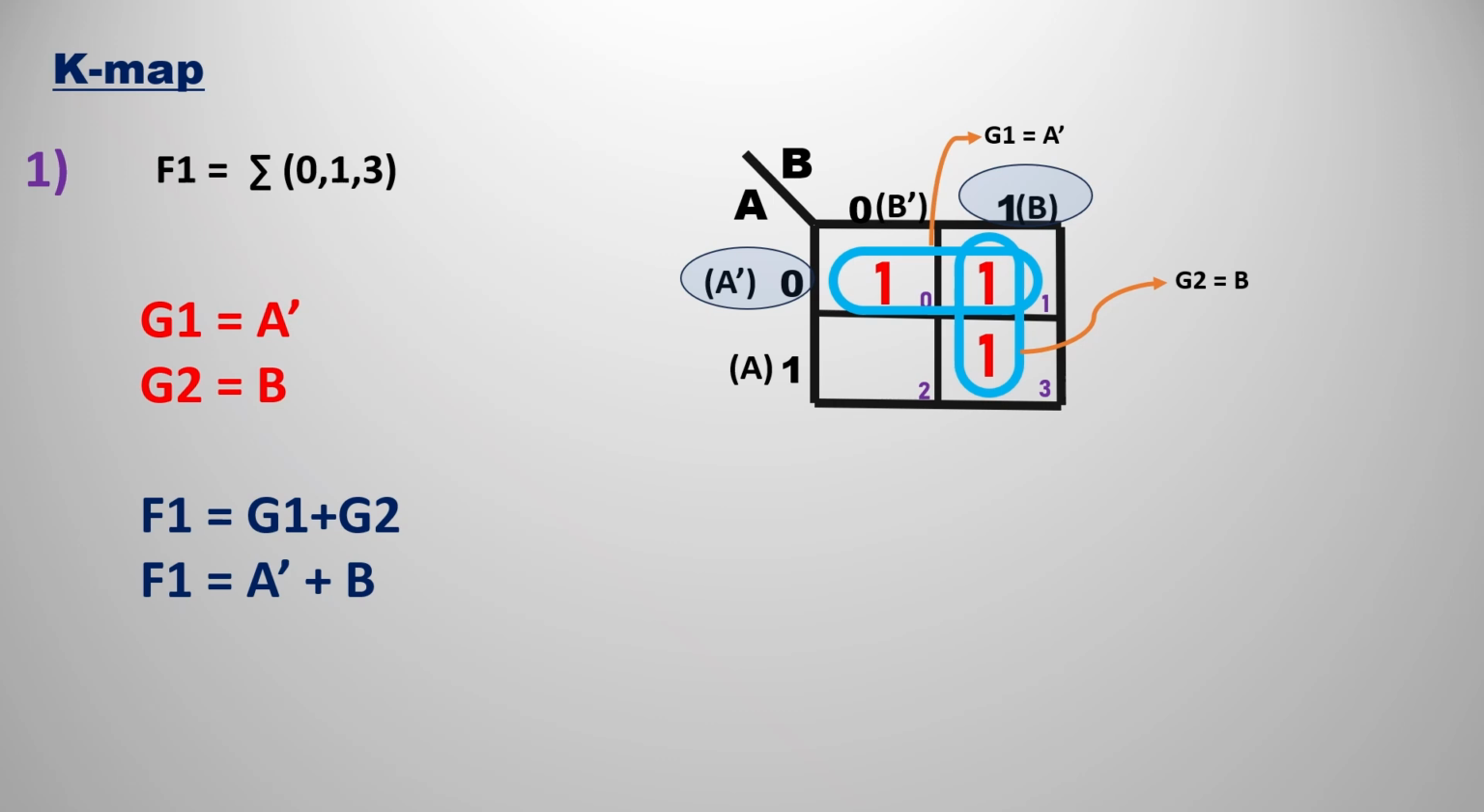If we consider group 2, that is simply B. How am I saying that is B? Because it is a vertical column, but in the vertical column the A is changing from 0 to 1, while B is B only. So the output of G2, that is group 2, is B. For the final output we add both of them, group 1 and group 2, and we get the final output F1 as A bar plus B. That is our first example's output.